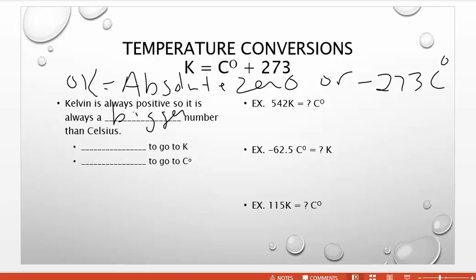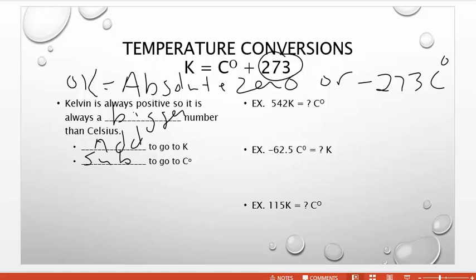Because if you have a Celsius number and you want to go to Kelvin, what you're going to do is add that 273. But if you want to go to Celsius, you're going to want to subtract that 273. Because remember, Kelvin is always larger. So if you're going to Celsius, you're going to a smaller number, so you need to subtract. Kelvin is always bigger, so if you're going to Kelvin, you need to add.